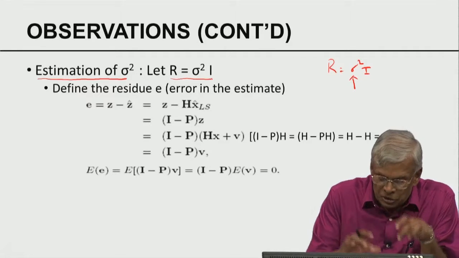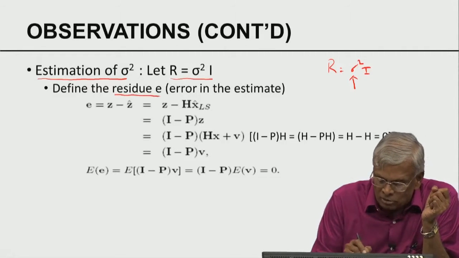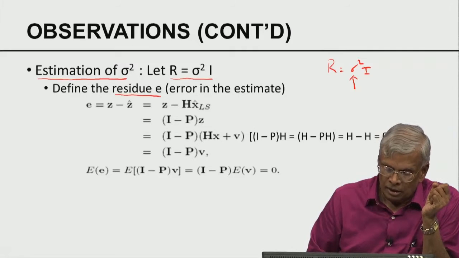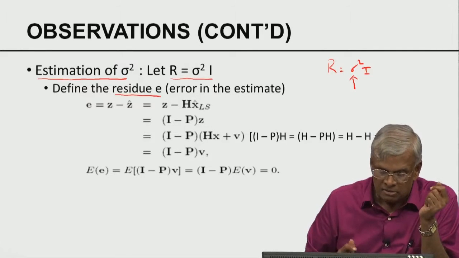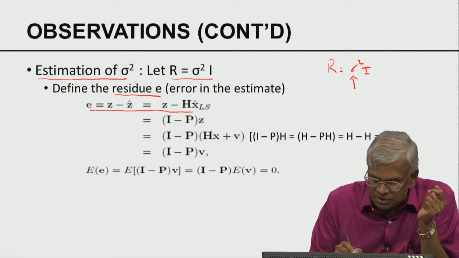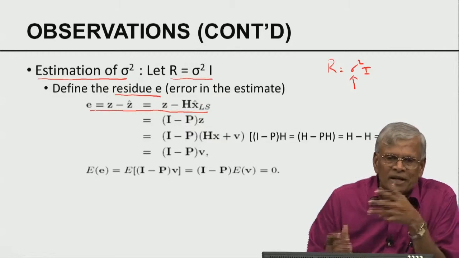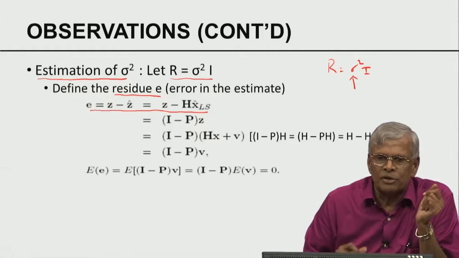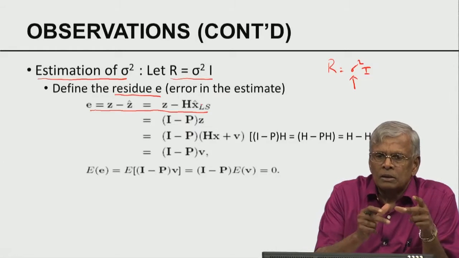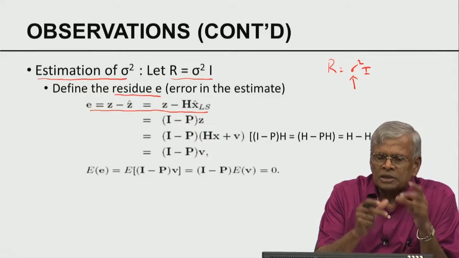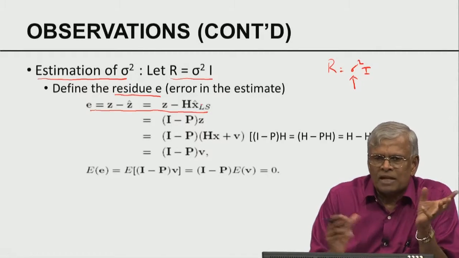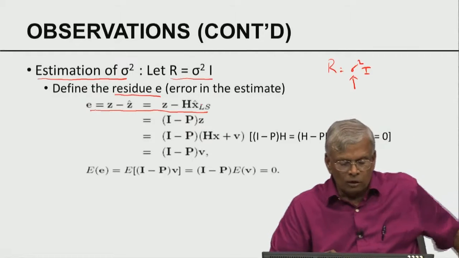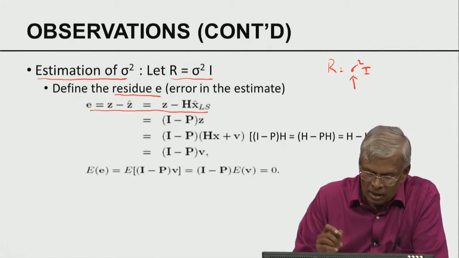Now to be able to do this estimation, I'm going to go back to my residue E, which is the error in the estimate. E is equal to, sometimes I call it R, sometimes I call it E, depending on the context. I don't think that should bother you. I can call the same quantity by different names at different places depending on convenience. I hope it doesn't throw you off the board.